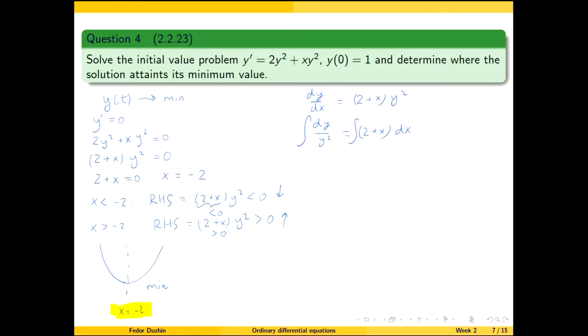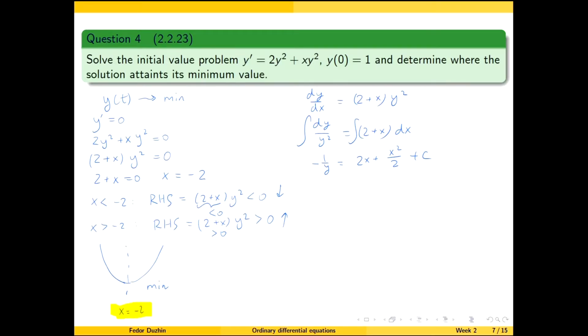Then we do integration. The antiderivative of 1 over y squared is minus 1 over y. The antiderivative of 2 plus x is 2x plus x squared over 2, plus some constant. Now, the next step is to find the constant. As a matter of fact, here it doesn't really matter when you find the constant, because it's really easy to solve for y, but it is just a good habit to find the constant first.